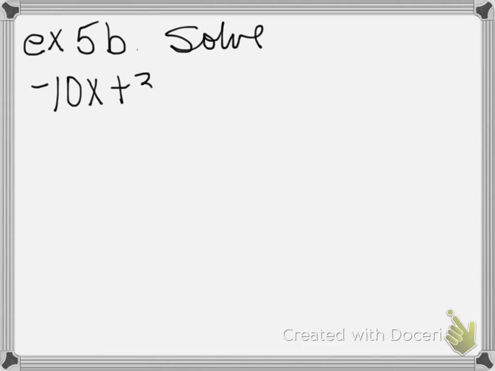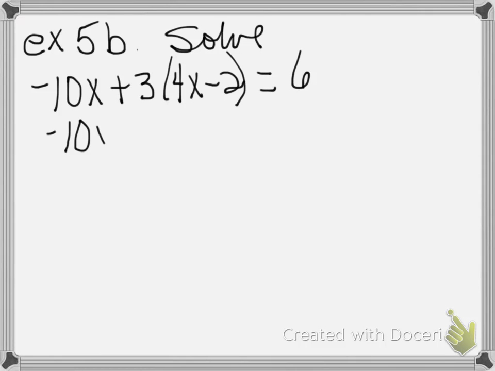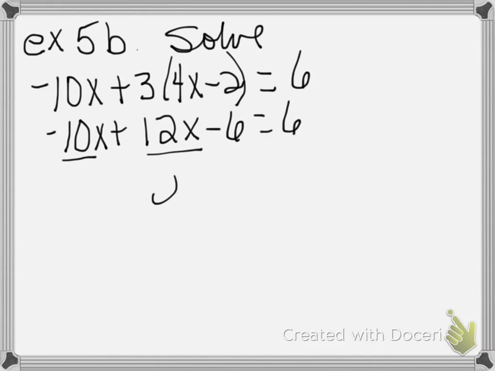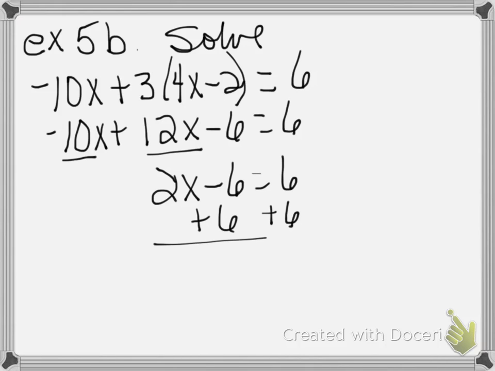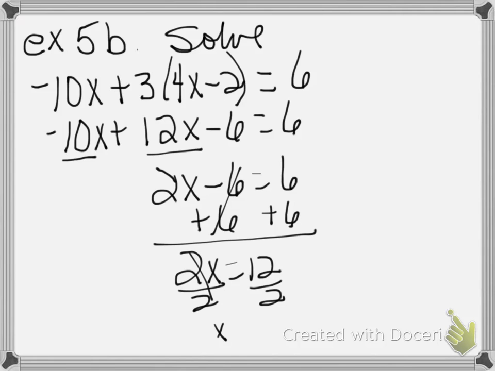Example 5b. I'm going to do the distributive property. Combine like terms. Now I'm going to start moving stuff from one side of the equal sign to the other. I'm going to add 6 on both sides, divide by 2, and I get x equals 6.